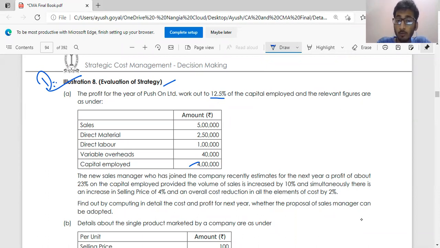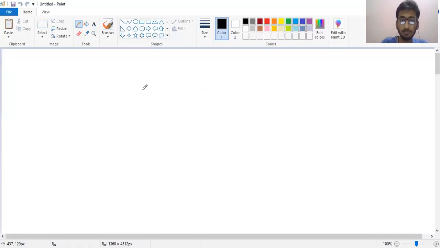Now, the new sales manager who has joined the company recently estimates for the next year a profit of about 23% on the capital employed, provided the volume of sale is increased by 10% and simultaneously there is an increase in selling price by 4% and an overall cost reduction in all elements of the cost by 2%. Find out, by computing the detail of the cost and profit, whether the proposal of the sales manager can be adopted. So let's do this. This is illustration number 8.